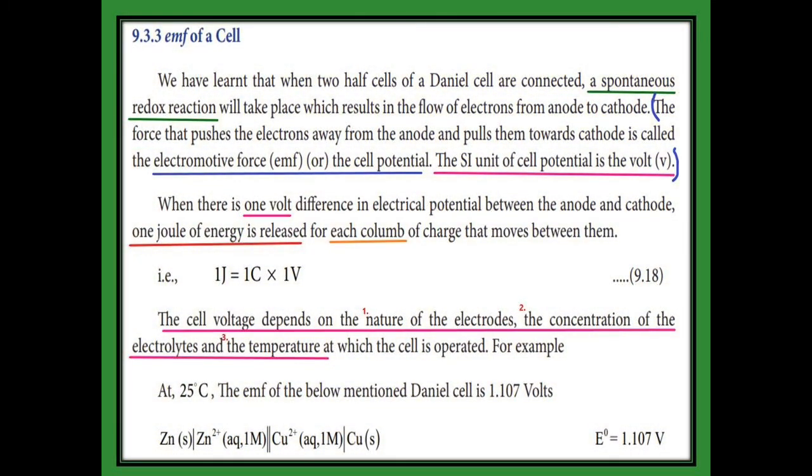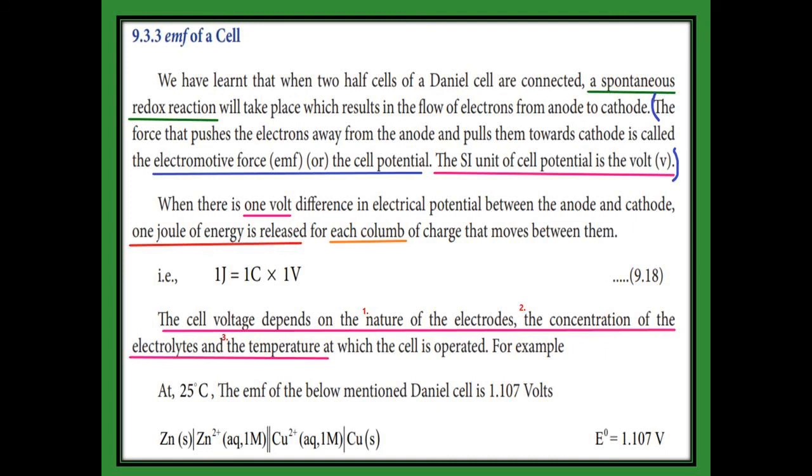EMF of the cell. What is EMF? It means electromotive force or the cell potential. From the Daniell cell we know there is a galvanic cell. In the galvanic cell, the redox reaction will occur spontaneously. At that time, the flow of electrons will happen from the anode to the cathode. Here the force that pushes the electrons away from the anode and pulls them towards the cathode is called the electromotive force.